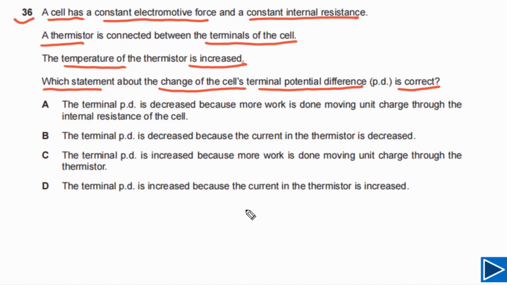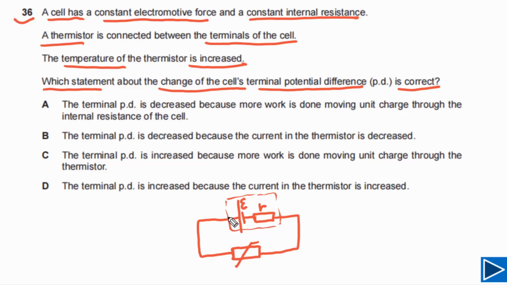So first of all, let's try to sketch the circuit. In this case, we have a cell. It has a constant EMF and it also has internal resistance. So this is the internal resistance. And there is a thermistor that is connected between the terminals of the cell. It simply means that it is connected across the terminals of the cell. So this is our thermistor. The EMF of this cell we can say is E. So if we draw our cell, this is what you will see physically. So this is the positive terminal of the cell.